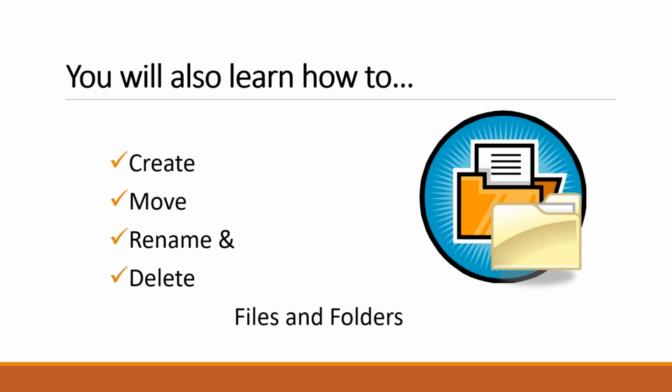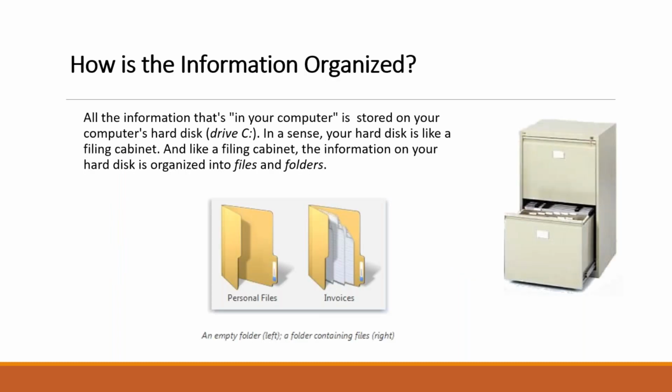So let's quickly talk about files and folders, and then we're going to jump into the Windows 10 operating system. So let's just review files and folders, essentially how they're organized in our Windows operating system. All the information that's in your computer is stored on your computer's hard disk, or drive C, or hard drive, whatever you want to call it.